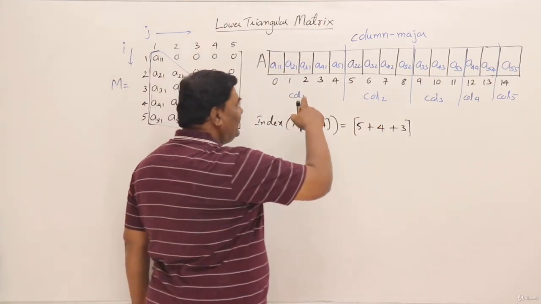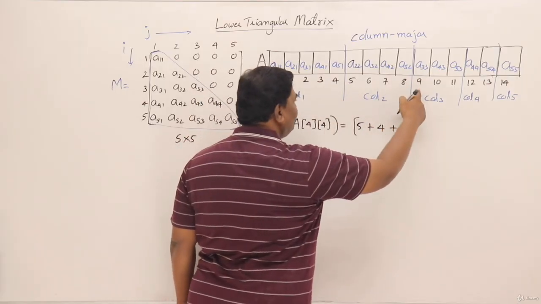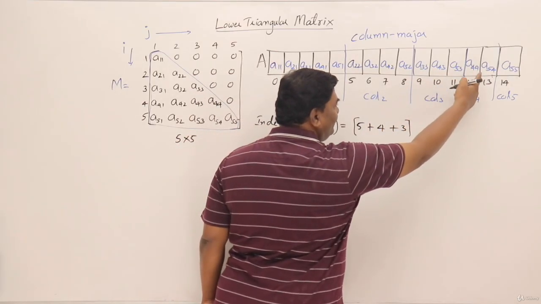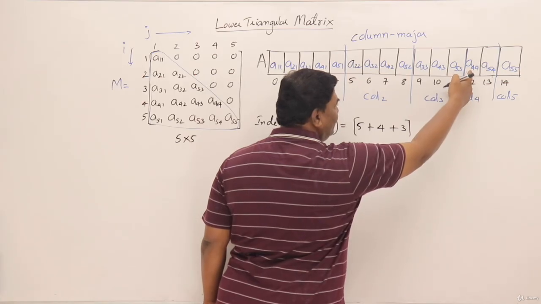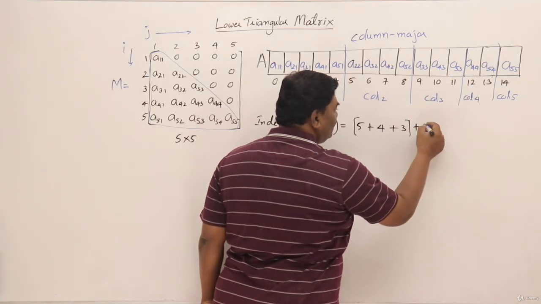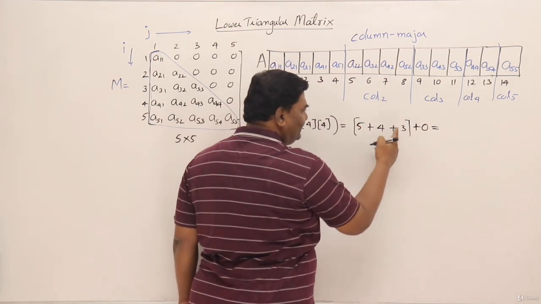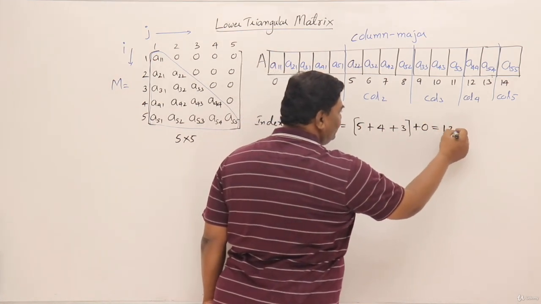Then afterwards, when I have skipped the first, second and third column, I am here in the beginning of this one. So do I have to move ahead to get on the element? No, I am on the element only. So this is 0. So total this is 12. 5 plus 4, 9. 9 plus 3 is 12. So this is 12.